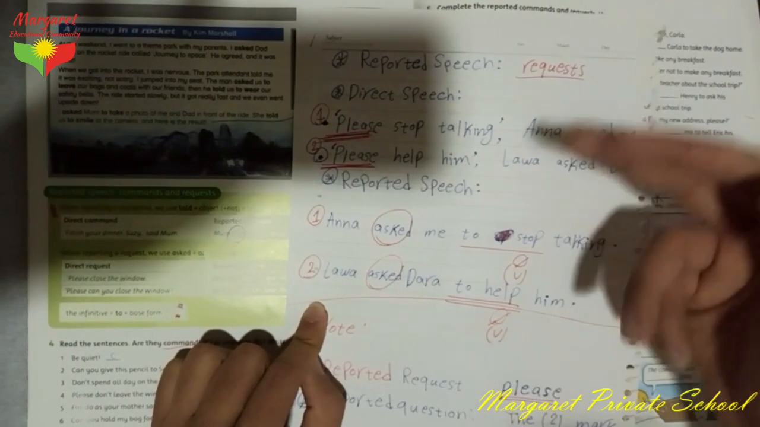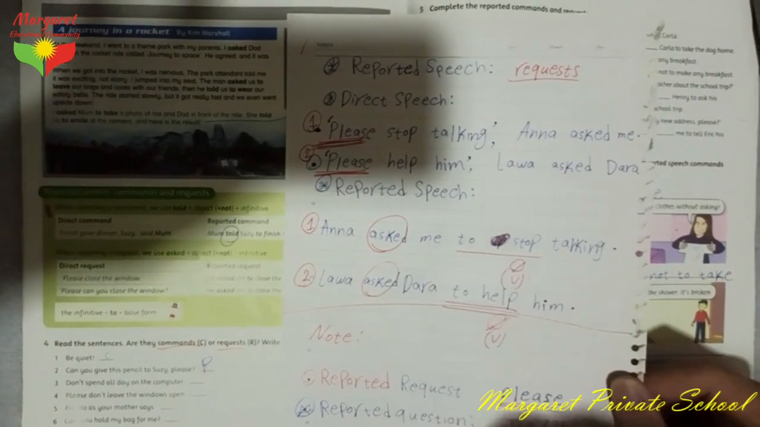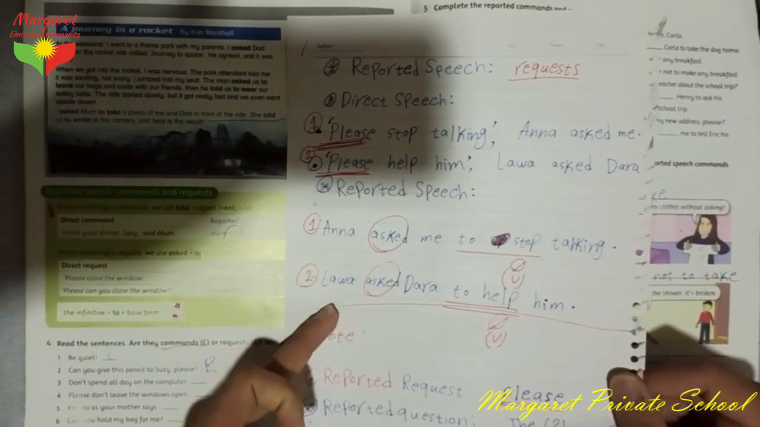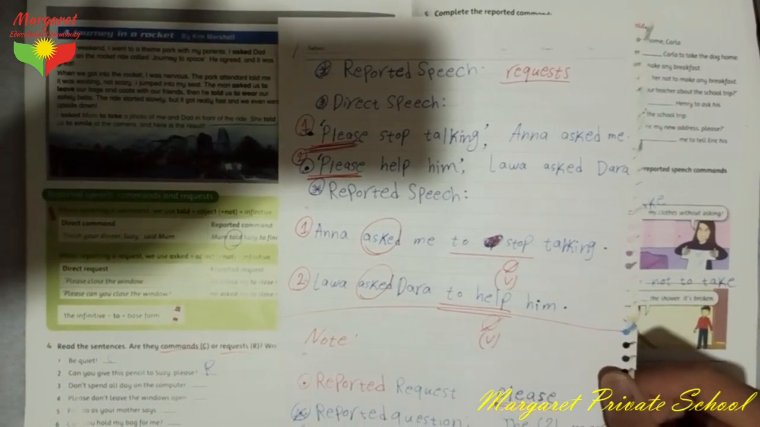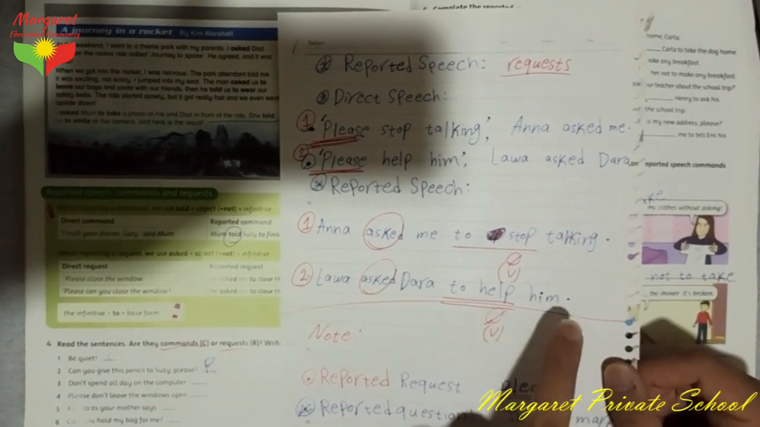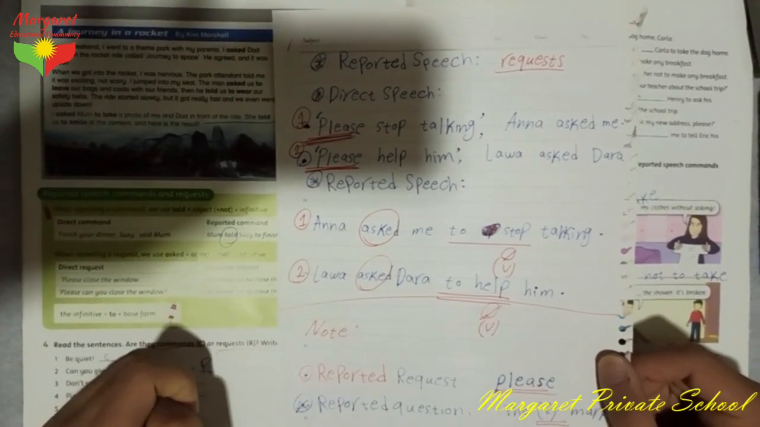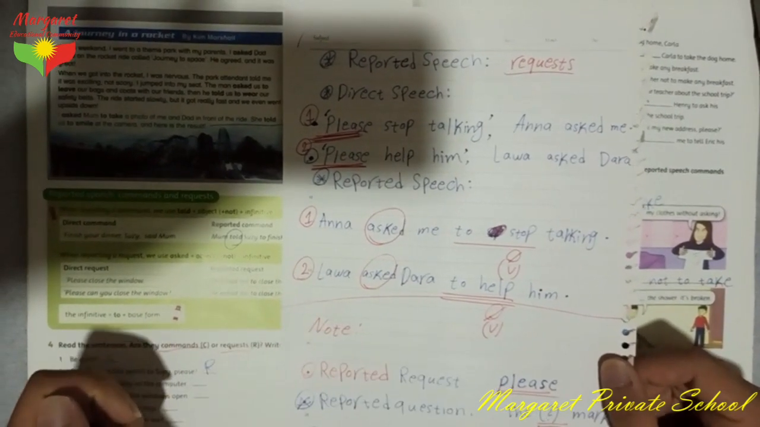Look at the second sentence. "Please help him," Lawa asked Dara. So when you change it into reported speech, Lawa asked Dara to help him. Okay? Again, to plus verb base. And "him" is Lawa, because Lawa asked Dara, asked Dara for his help.